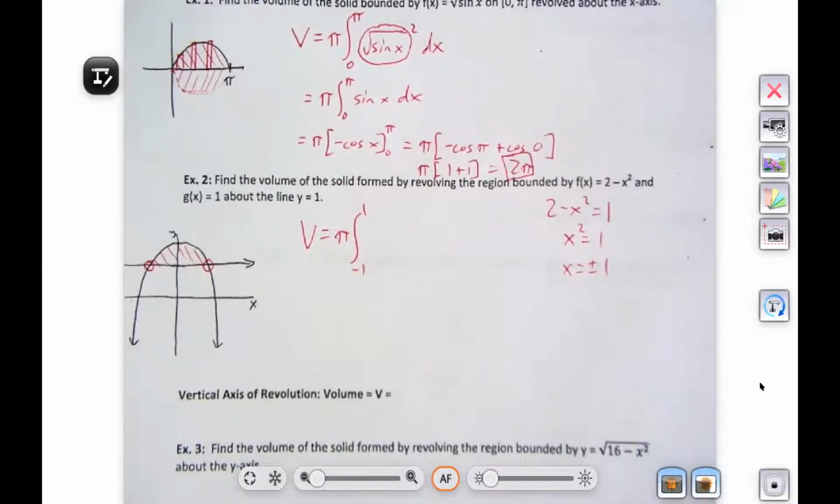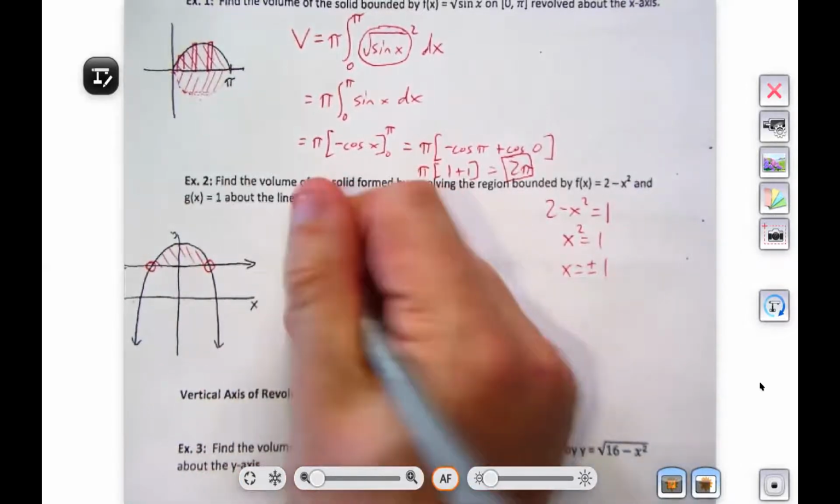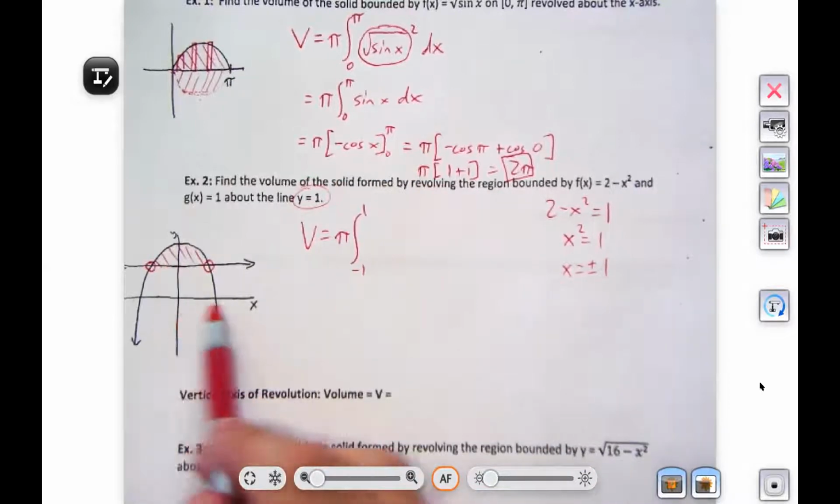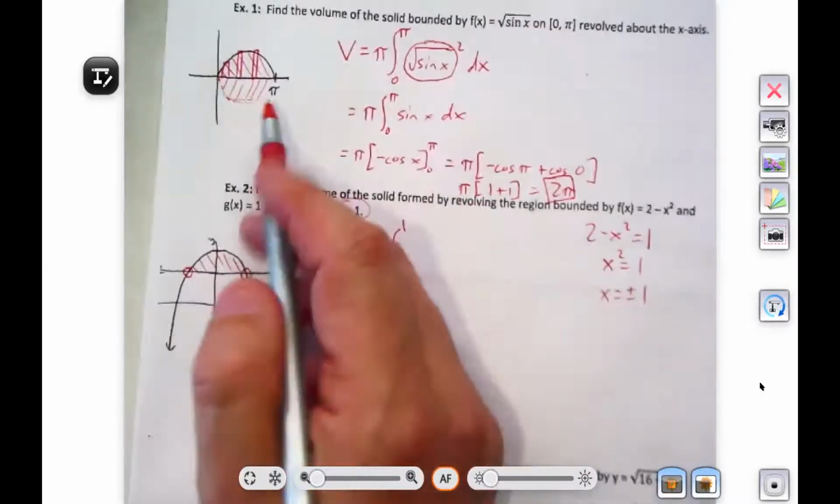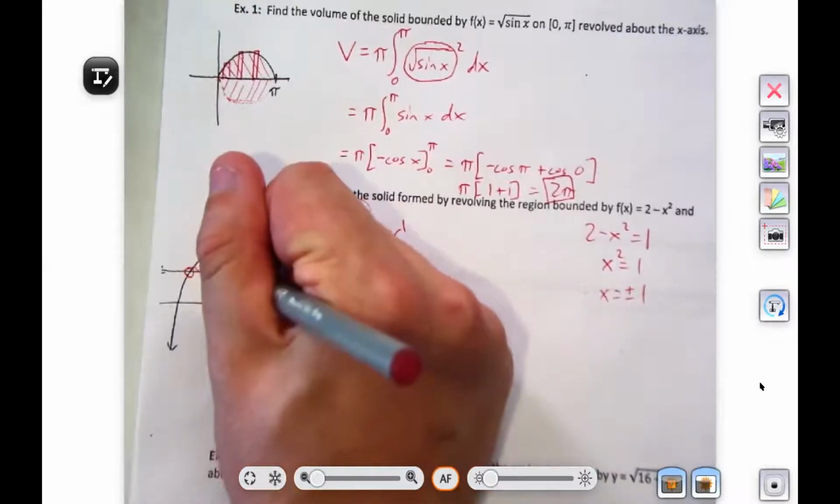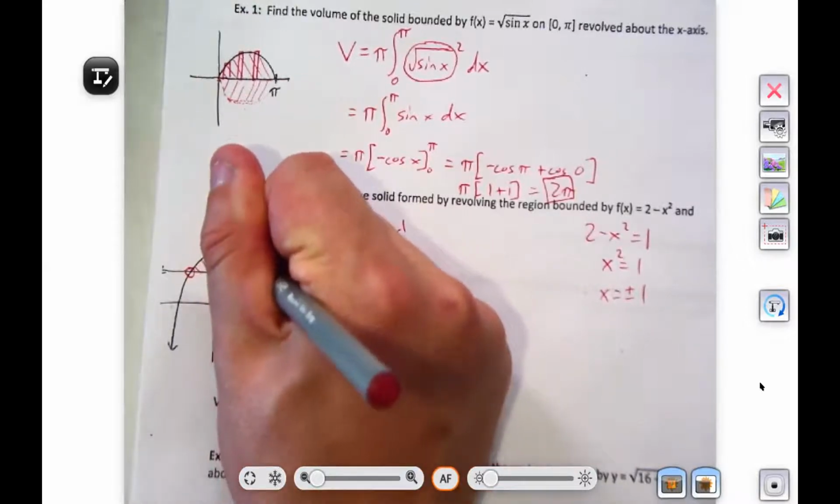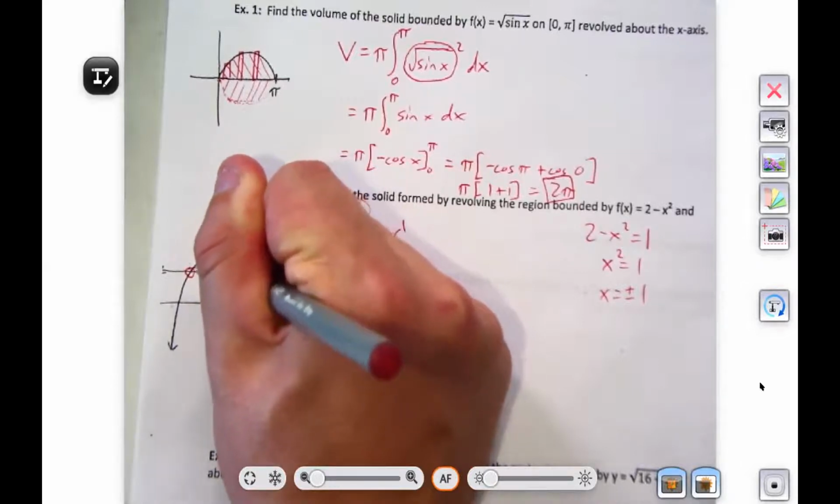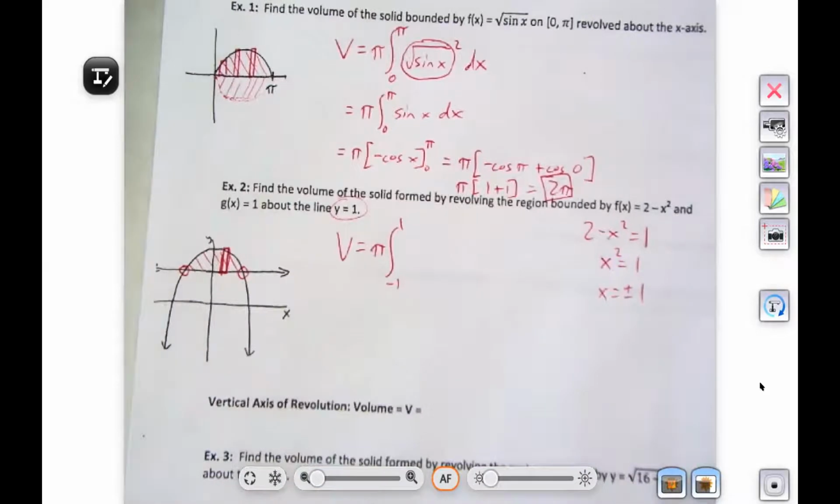Okay, now the fun part. I need to figure out what r is. So here's what goes through my head. I'm going to draw a rectangle to figure out what r is. And the rectangle I'm going to draw, I always draw it from the line I'm spinning around. So I'm going to draw it not from the x-axis like I did on the last problem, but I'm going to draw my rectangle from y equals 1 up to the function right here. And whatever the length of that rectangle is, that's r.